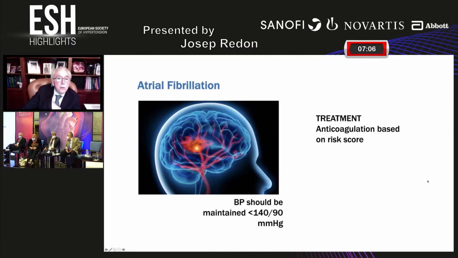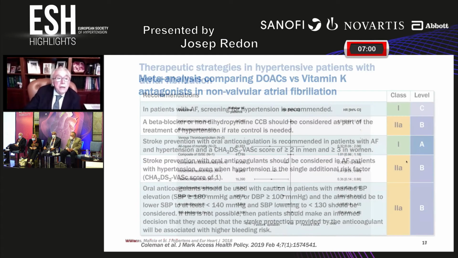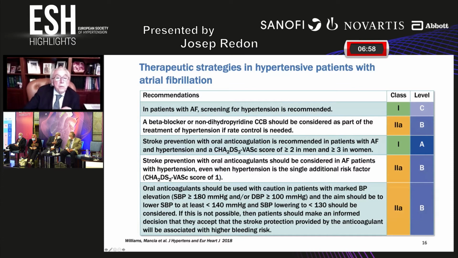The recommendation of the Hypertension Society is that stroke prevention with oral anticoagulants is recommended in patients with atrial fibrillation and hypertension, with a CHA2DS2-VASc score equal to or greater than 2 in men and in women. But there is another recommendation that is less strong, but can be considered: in those subjects with a CHA2DS2-VASc score of 1, it should be considered if hypertension is the single additional factor.